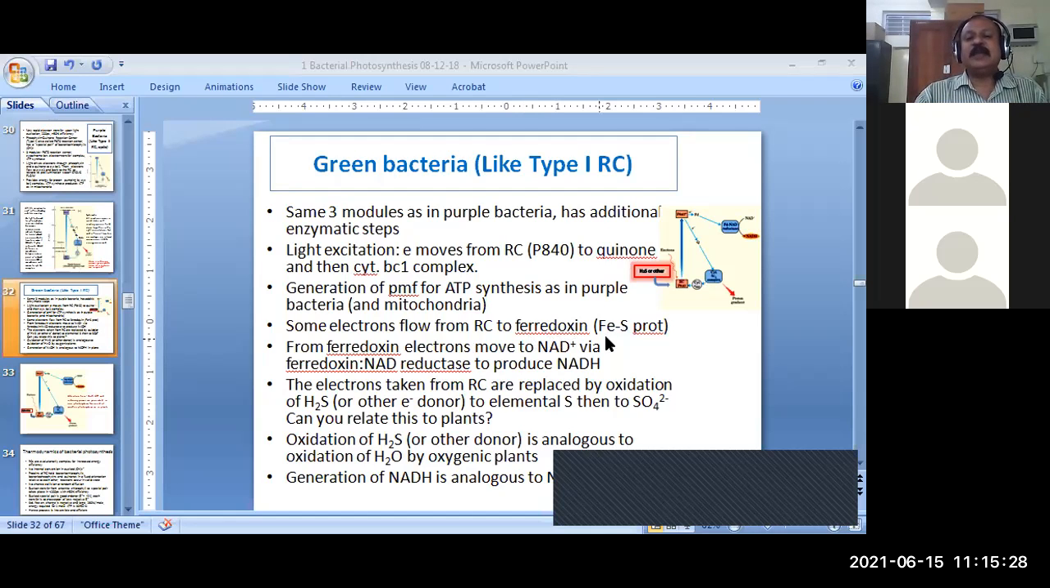So it is an iron sulfur protein. I have written here in the bracket FeS protein. And from this ferredoxin, can you see it here in the diagram? This line. If you want the image to be magnified, I'll go to the next slide.